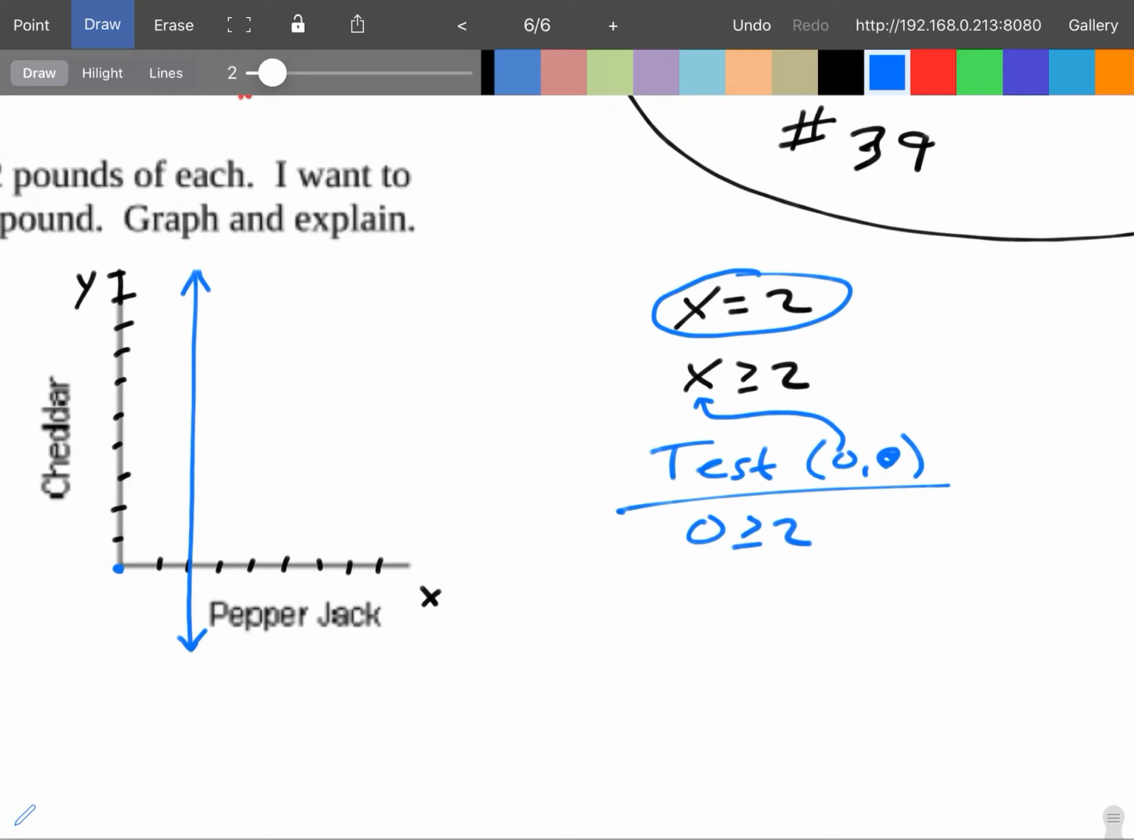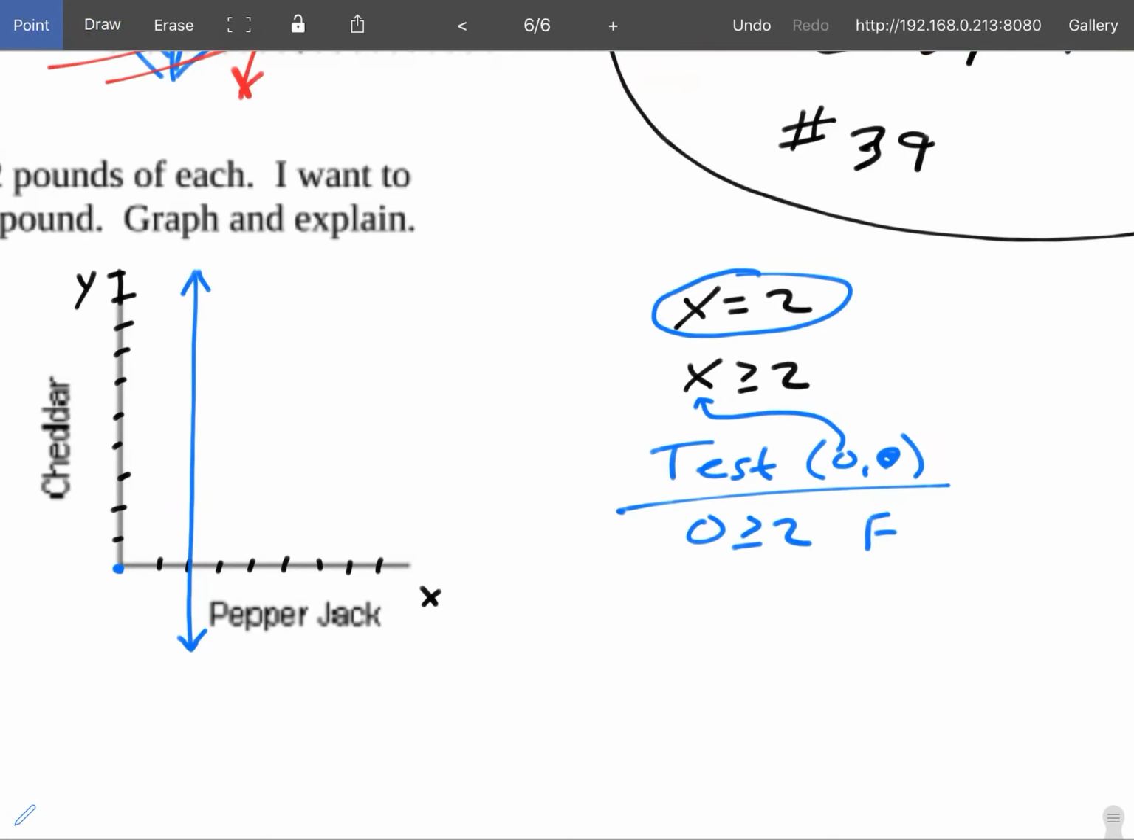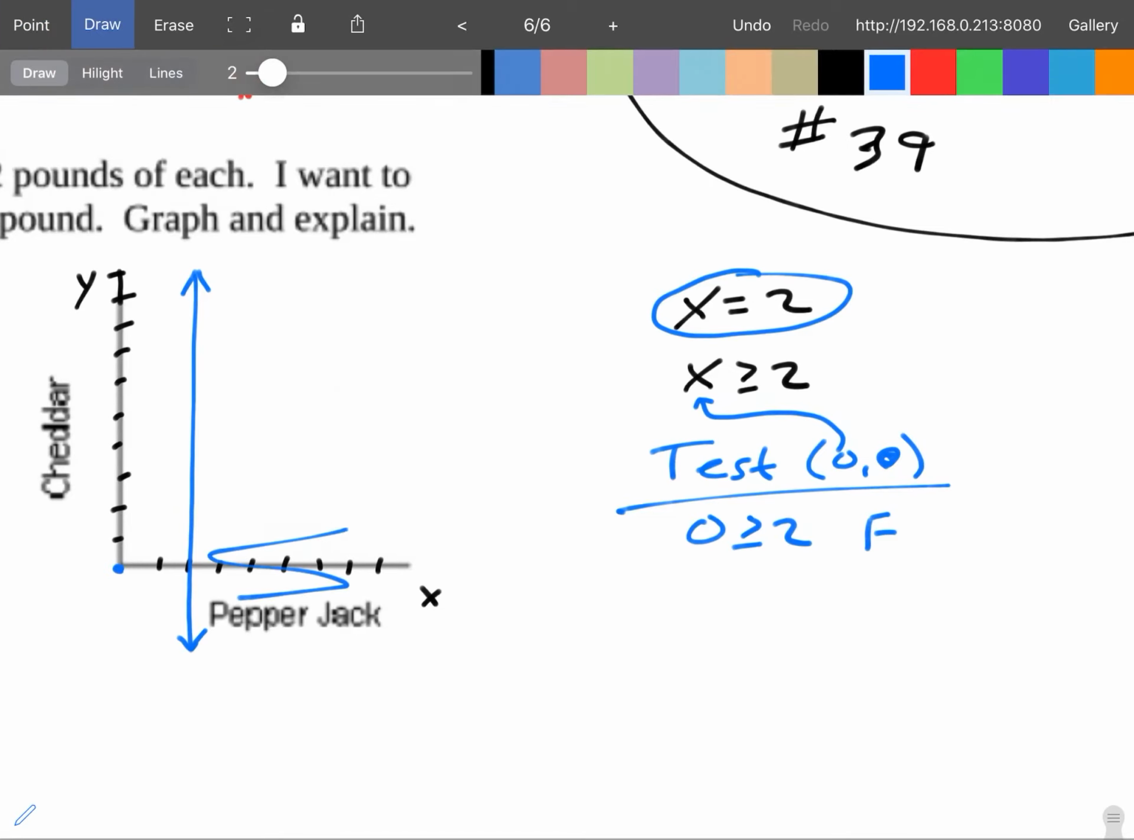So is that true or false? Is 0 greater than 2? No. So this is false. So since we picked the point over here to the left of the blue line and it was false, that means we have to shade the other side. We have to shade to the right of the blue line. So that would look something like this. Now I'm not going to leave that shaded like that because that's going to make a big mess, but just remember that we shaded to the right of the blue line.